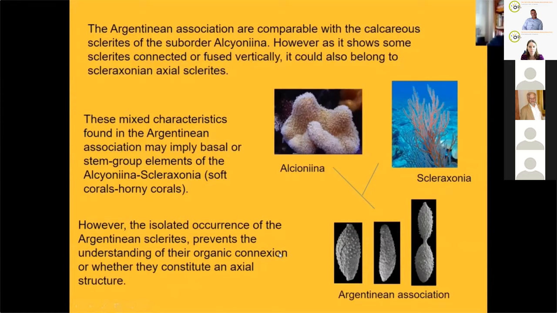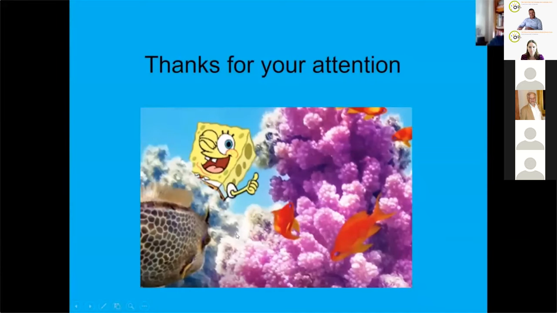However, we have to recognize that the isolated occurrence prevents the understanding of their organic connection, or whether they constitute an axial structure. So it's a preliminary report, and it could be possible that this was at the beginning of the diversification of the two suborders. Well, thank you very much for your attention.